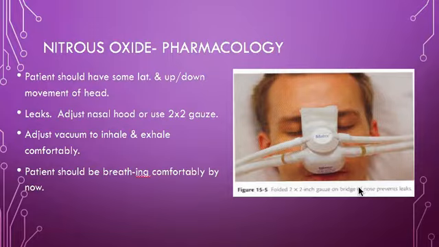And this is kind of what we're talking about. They should be able to have a little bit of movement up and down, left and right. And if there are really a lot of leaks, especially up towards the eyes, then you can use 2x2s to block those and to make sure that you don't have as much of a leak.